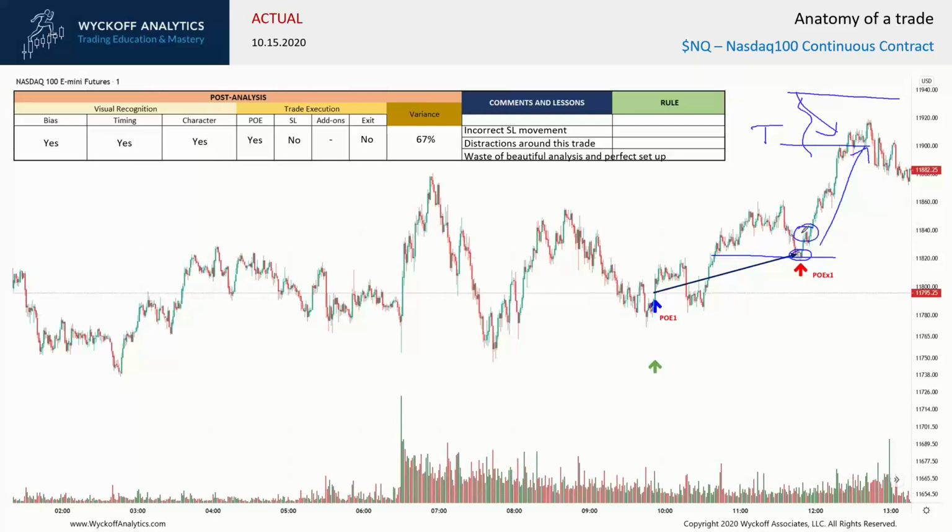The next mistake, obviously, is just not getting in, but I'm already busy with some other stuff. So, Franz, just looking at that, I would say just incorrect stop loss movement, some distractions around this trade. But what are your thoughts and comments on this trade? And specifically, the analysis and tape reading here.